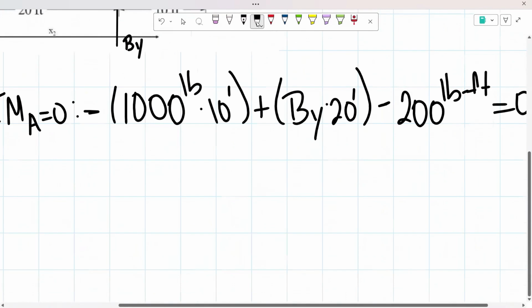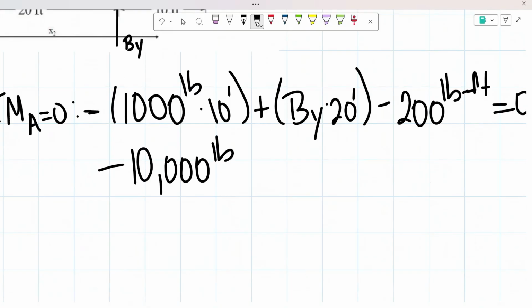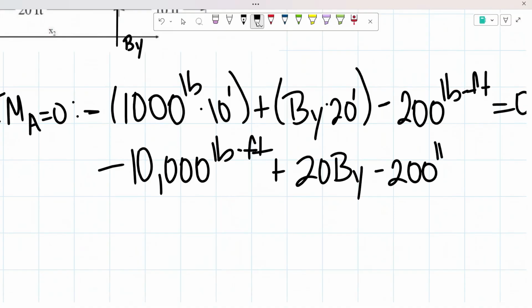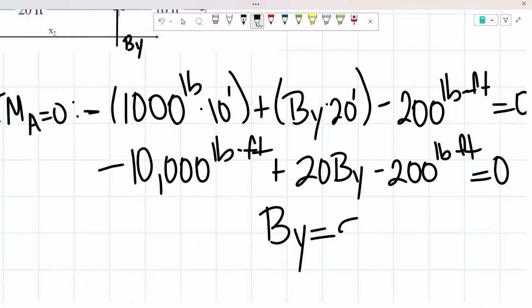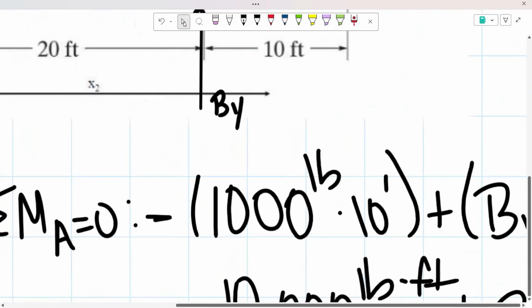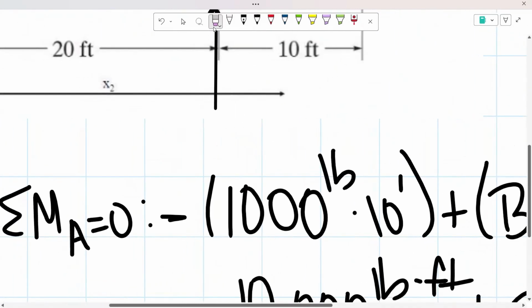So from here, we would just be simplifying. Negative 10,000 pound-feet plus 20 B sub y minus 2,000 pound-feet has to equal 0. We would solve simply for our reaction B sub y, and that would give us a value of 510 pounds. And since we got a positive number, that means that we assumed correctly the direction of our reaction. So we do know that our reaction is going to be going upwards.